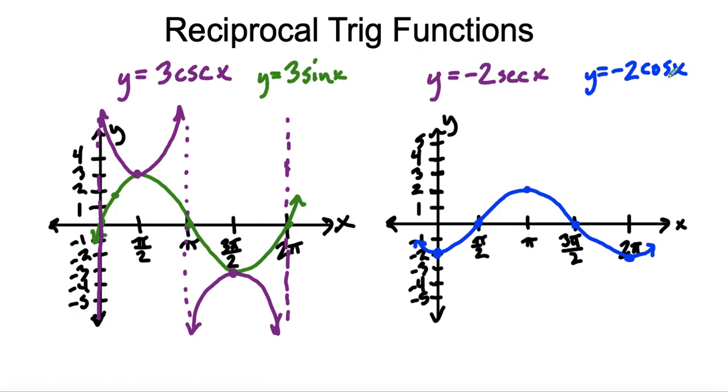Every time cosine hits 0, secant is going to have a vertical asymptote. So let's go ahead and look at that. So here cosine is hitting 0, so we got a VA right here. And then we have another one at 3 pi over 2. The next one would actually be at 5 pi over 2, but we don't have to put that one there. The important thing here is that we have one period of the graph, which is actually just 1 cycle.